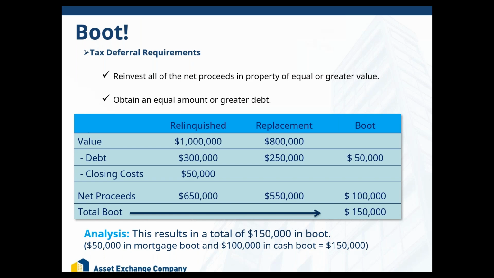Again, that doesn't mean you can't do a 1031 exchange. It just means that instead of getting a full deferral, you're going to get what's referred to as a partial deferral. Now, partial why? Because you're going to be paying some taxes on the boot, all right?